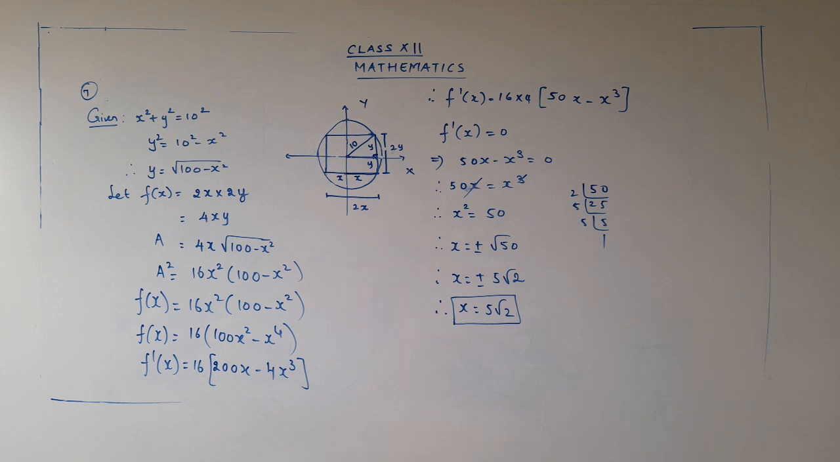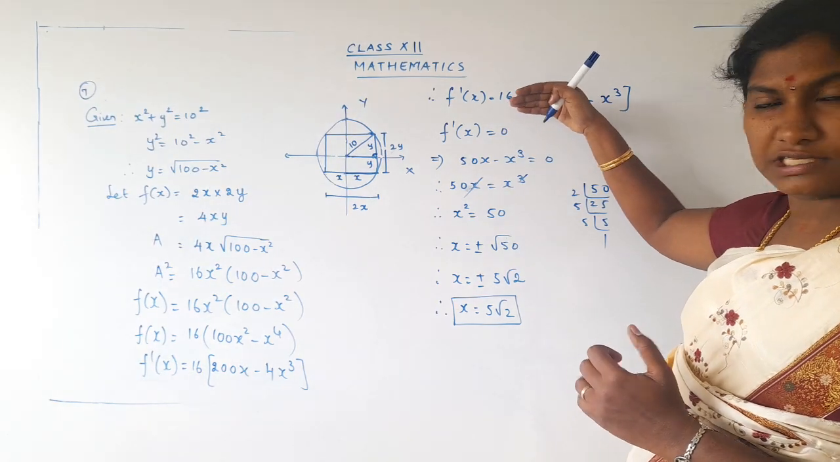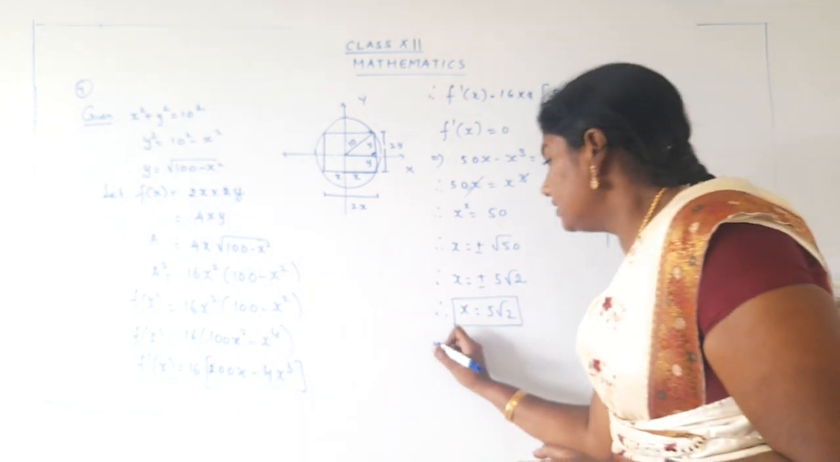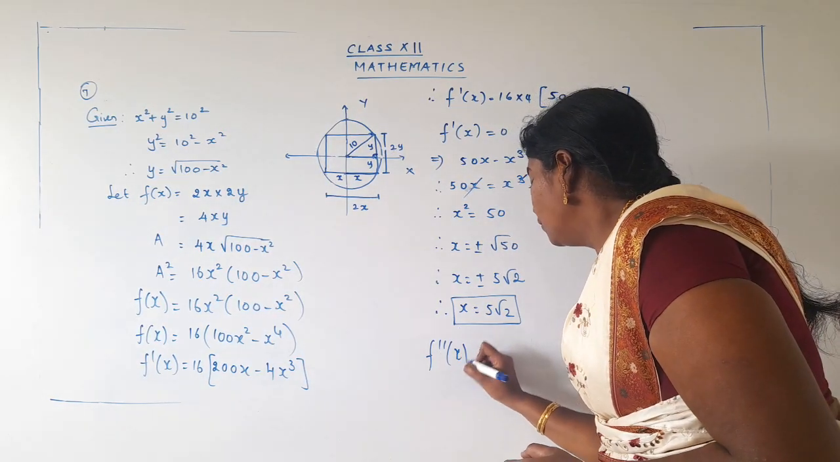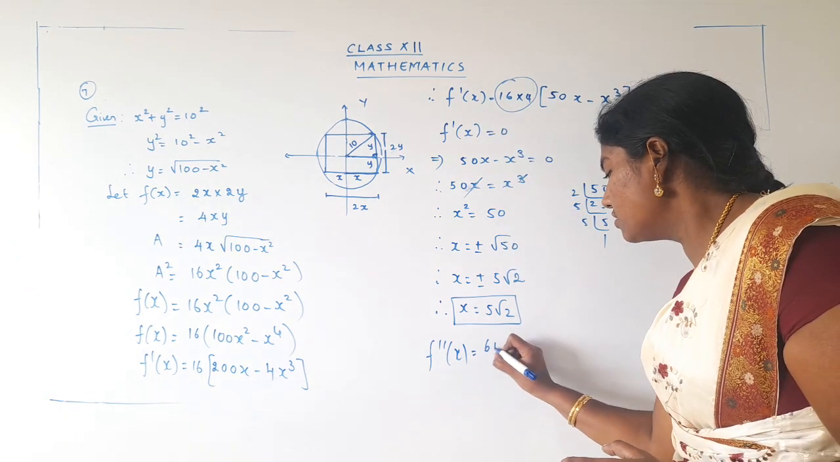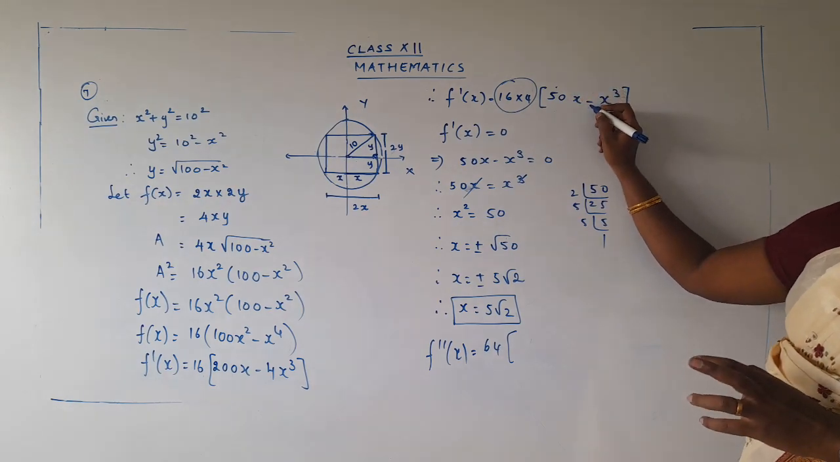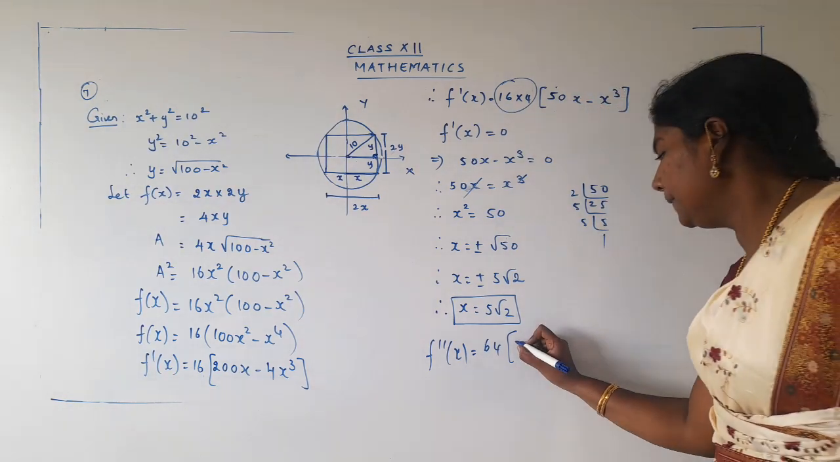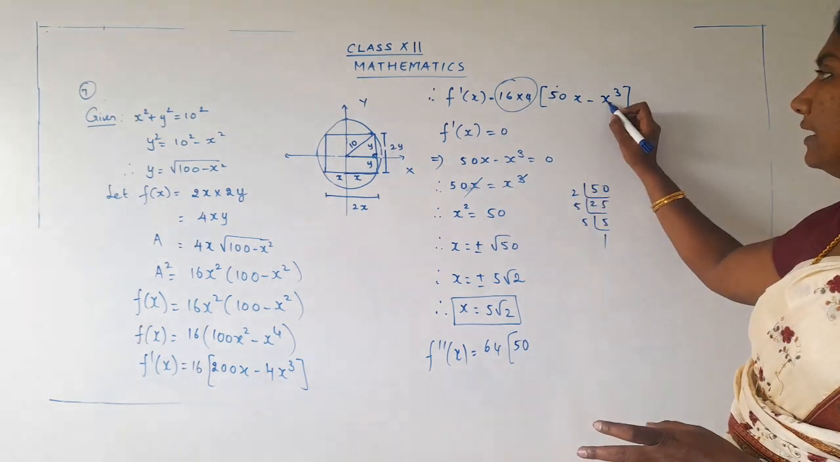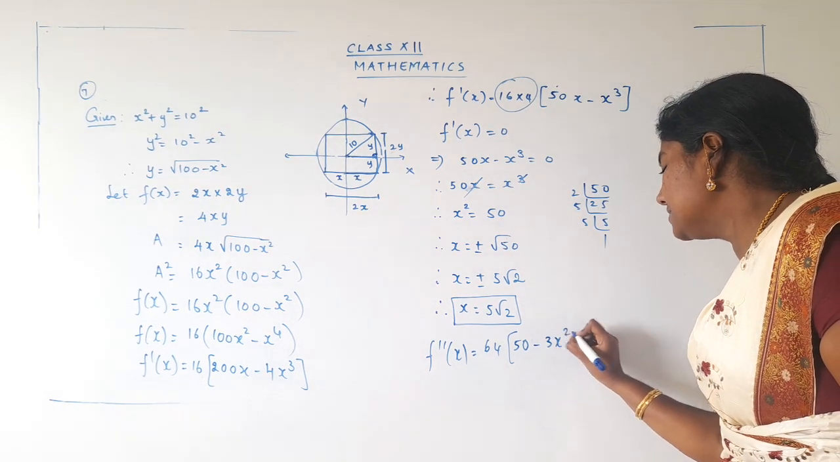Okay, so now let's go for f double dash x. So this is our f dash x. So I take f double dash x from this step. I'll get here f double dash x is equal to, this is a constant part, so keep the constant part outside, that is 64. And now come here. This is 50 into x, which gives you 50x minus x cubed. So 3x squared. So I get here 50 minus 3x squared.